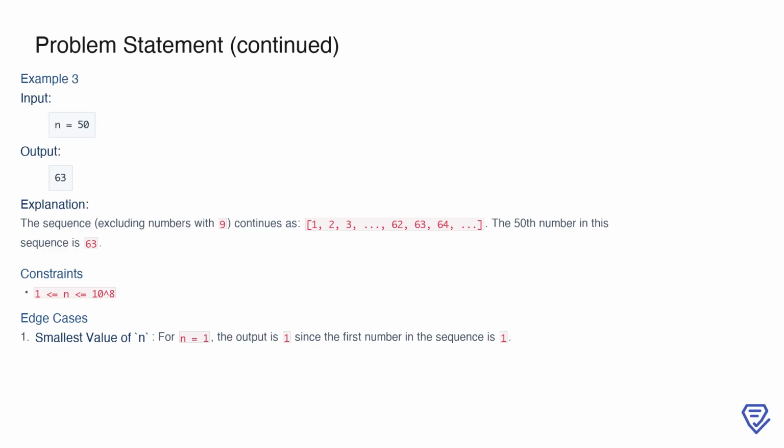The problem also specifies important constraints. For example, n can range from 1 to 10^8, meaning the solution must handle cases where n is an extremely large number. Additionally, for smaller inputs like n equals 1, the output is simply 1, as this is the first valid number in the sequence.